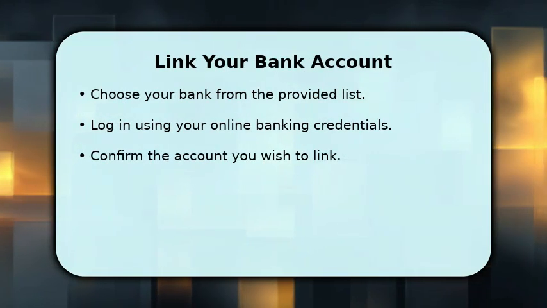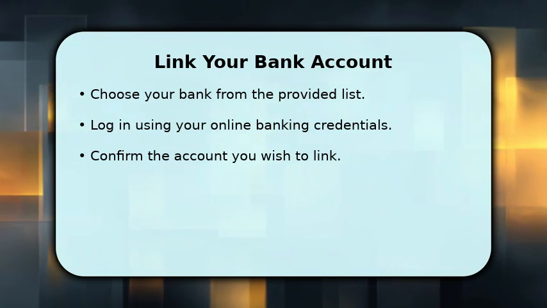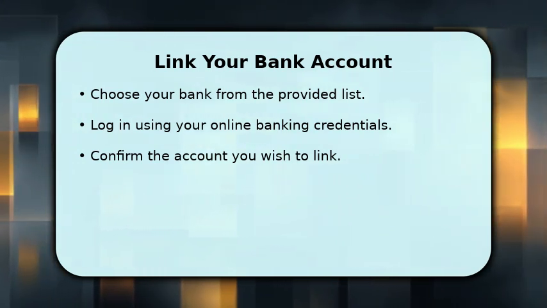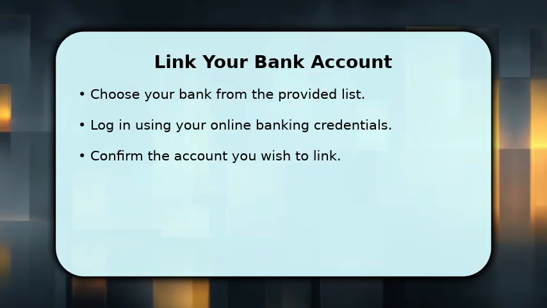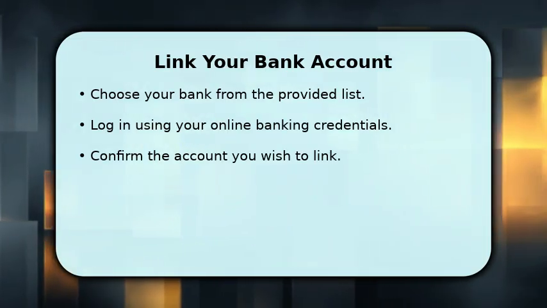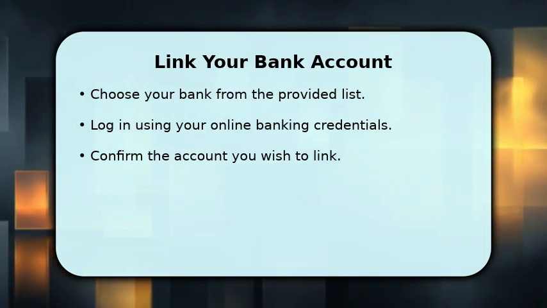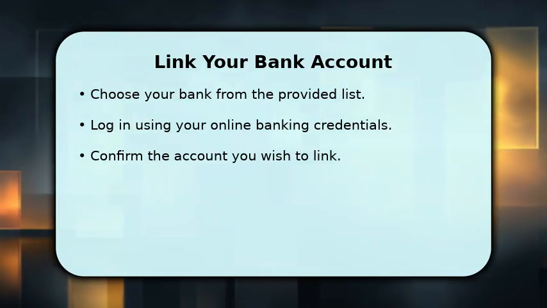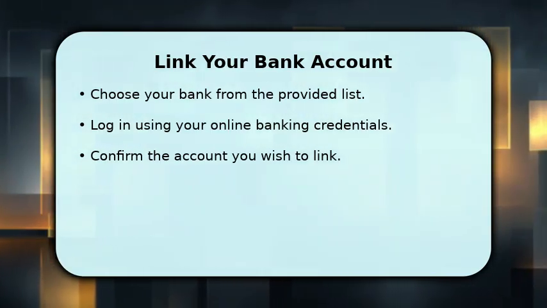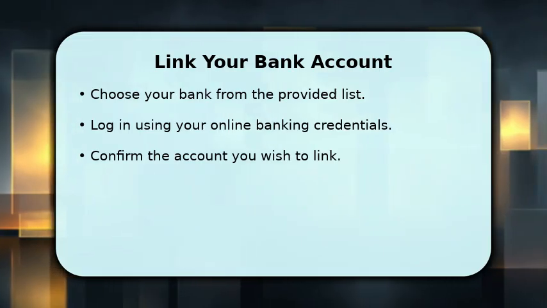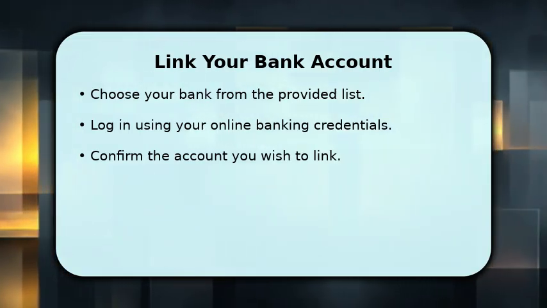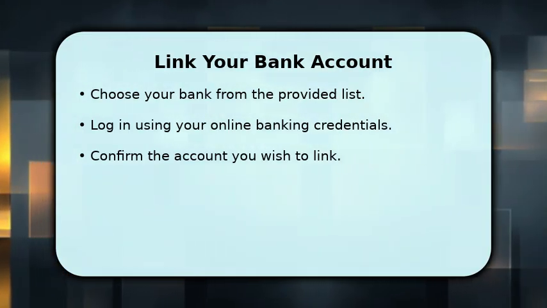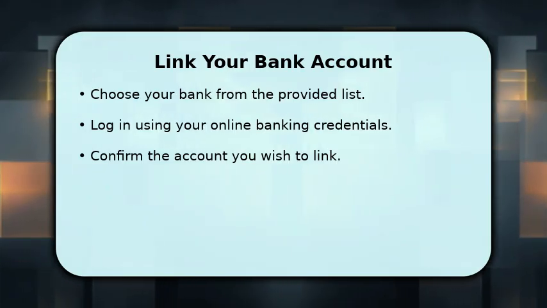To link your bank, Robinhood uses a secure third-party service. You'll be prompted to select your bank from a list. After choosing, you'll securely log in using your online banking username and password. This step verifies your account ownership. Once logged in, confirm the specific checking or savings account you want to connect for transfers. This ensures your funds go to and from the correct place.